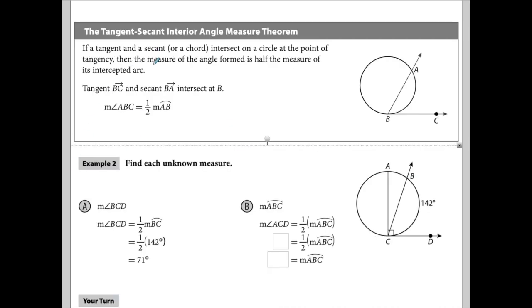Relationship number 2. The tangent secant interior, so there's an interior and an exterior. This is an interior angle because this vertex is on the circumference of the circle, versus if the vertex was outside the circle, exterior. So if a tangent and secant, or a tangent and a chord, this could have also just been a chord and stopped there, intersect on a circle at a point of tangency, so it has to specifically be the point of tangency, then the measure of the angle formed is half the measure of the intercepted arc.